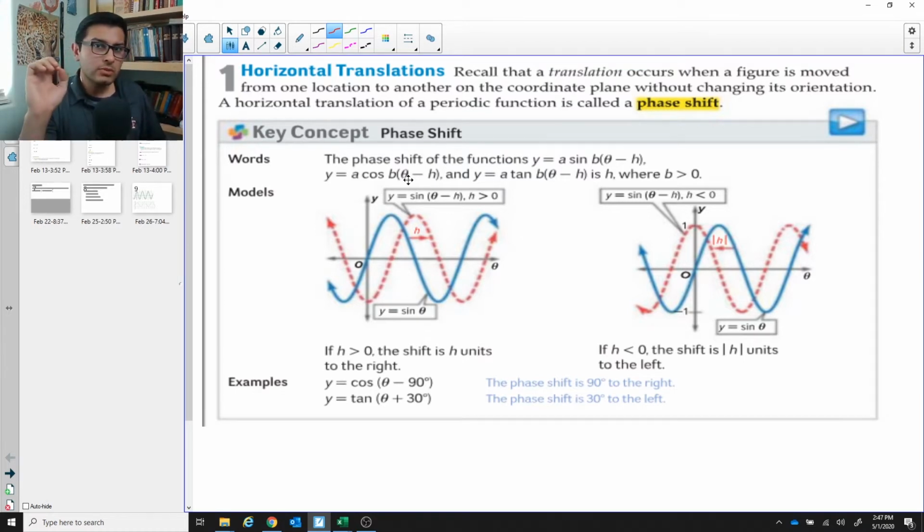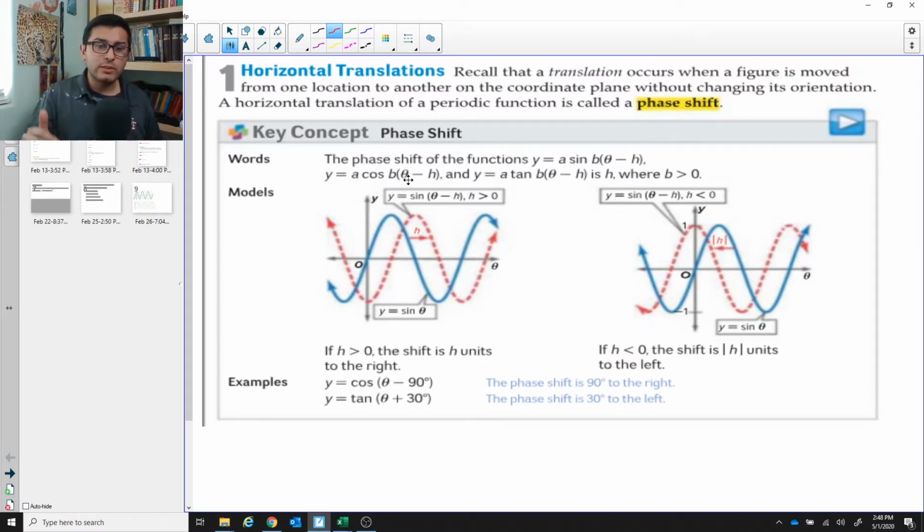Now, the only thing to remember is that whatever the h is doing, it's the opposite of what we would think it would normally be. For instance, if we add something, we would think that it would go to the right. Right, for you guys. And if it was subtracting, we'd think that it would go to the left, but it is the opposite. With phase shifts, it is the opposite of whatever we think.